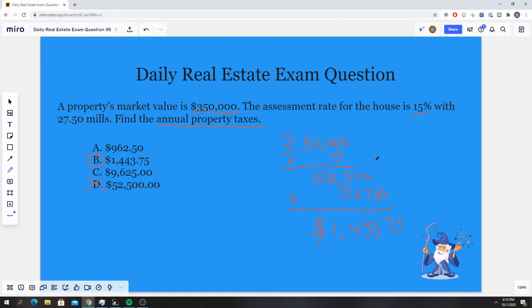Now, of course, you might be sitting here wondering, well, what if it's not annual property taxes? What if we want to look at it from a month-to-month perspective? And guess what? We do have a problem dealing with that, which we are going to look at in the future. So don't worry too much about that. Just focus right now on the annual property taxes.